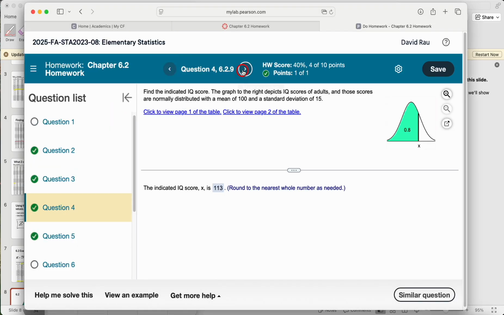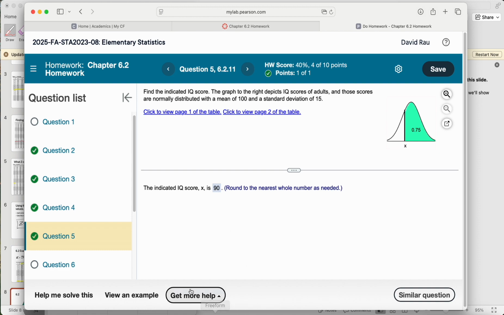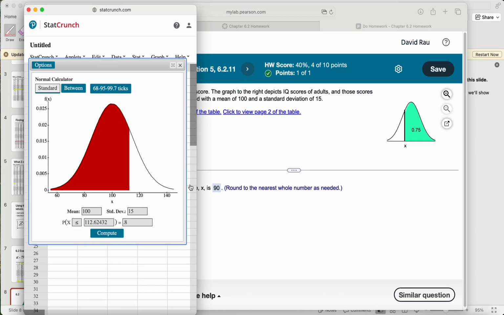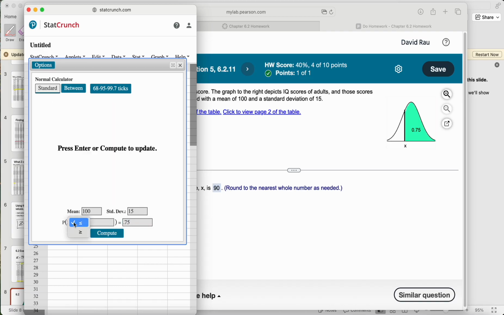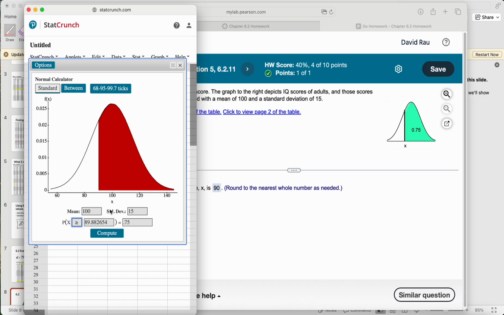All right, last one, same idea, but this time again, it is given that the area is the 0.75, and they want the area greater than. And there we go. That looks about like the right match, and that does indeed round to 90. So really, that is 6.1 and 6.2.